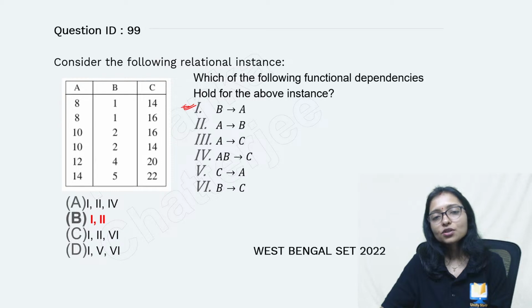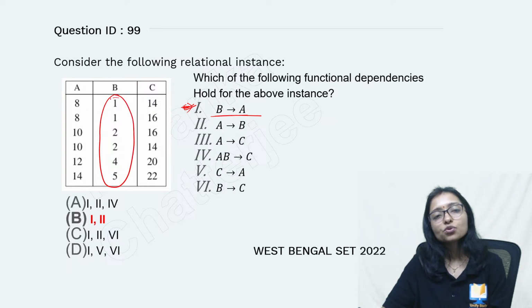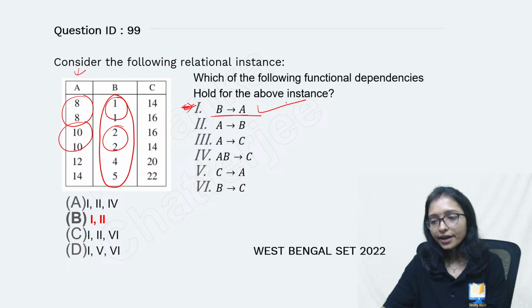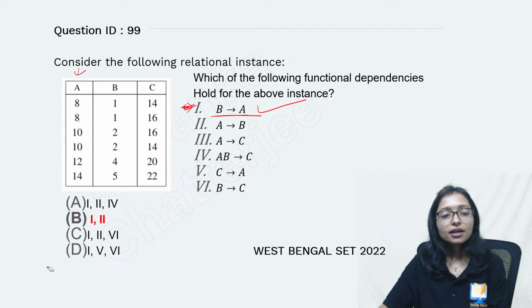Roll number, this is 1. B implies A, holding or not? Check the B column. In the B column, are there any duplicate values? These are duplicate values. Corresponding to these duplicate values, in the A column there should be the same values. It is the same values, 8, 8. This is also 10, 10, the same values. So no problem. Right? Yes. Now A implies B. Whenever I am doing A implies B, see that. Is A implies B possible? See that.